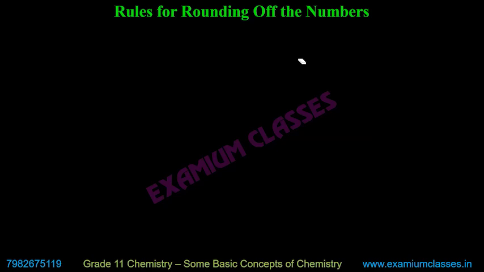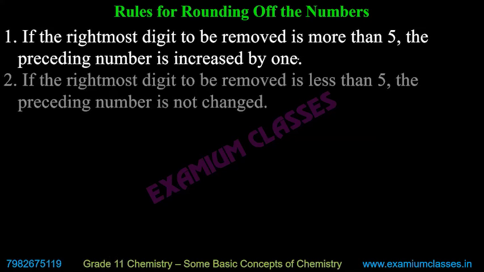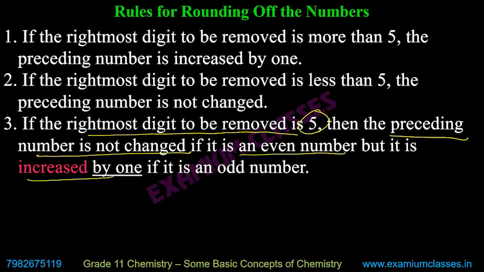Now rules for rounding off. Rules for rounding off are almost the same as what you have done in previous classes. The only difference is when the digit to be removed is exactly 5. If the digit to be removed is more than 5, then you add normally, or when it is less than 5, then you remove it as it is. But if the rightmost digit to be removed is 5, then the preceding number is not changed if it is an even number. It is increased by 1 if it is an odd number.